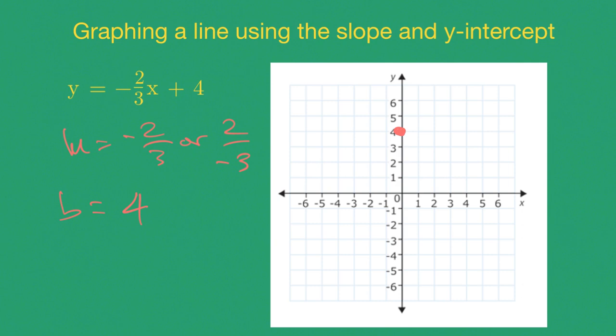The line is going to cross the y-axis at 4. Now, let's go with my first slope. Negative 2/3. A negative 2 on top is telling me where to go. Down 2. And then the 3 is telling me to go where? Right or left? Right. Down 2, right 3.